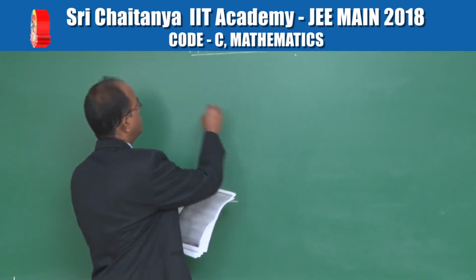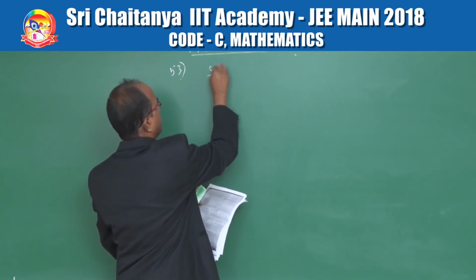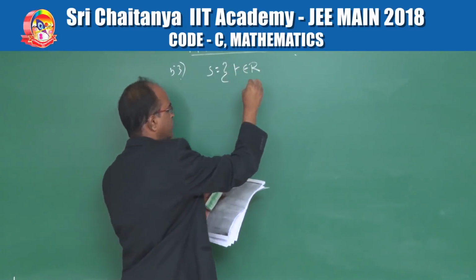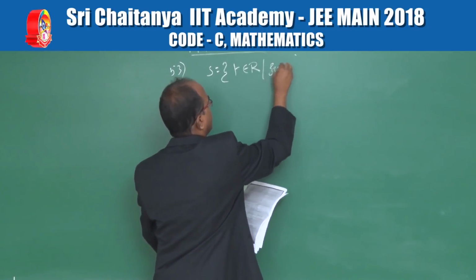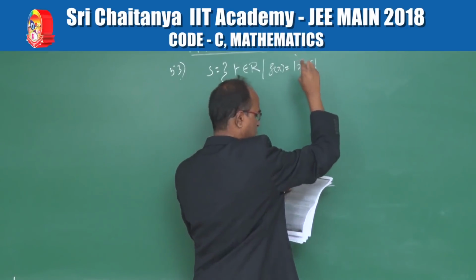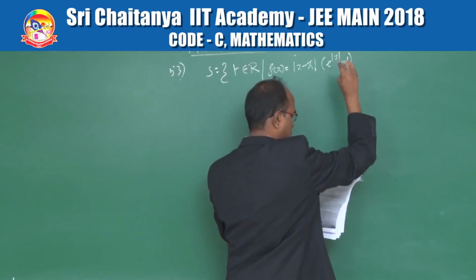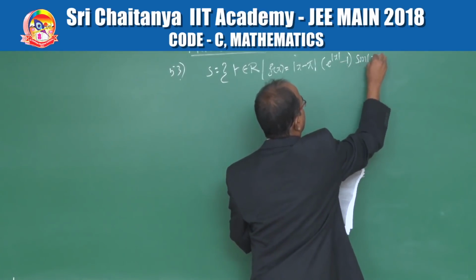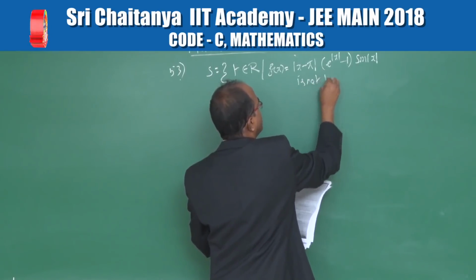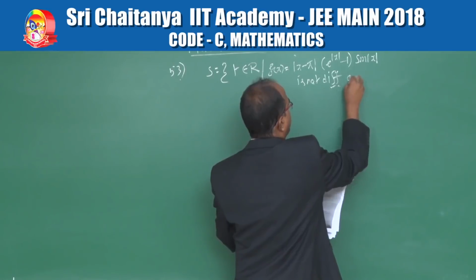We now discuss question 53. SC is given to be the set of all t in real numbers such that f of x is mod x minus pi into e power mod x minus 1 into sine of mod x is not differentiable at t.